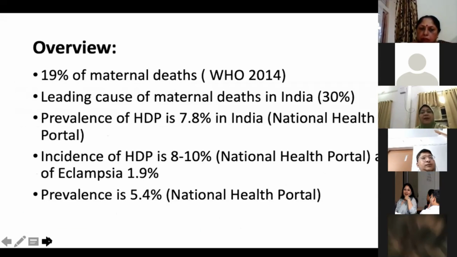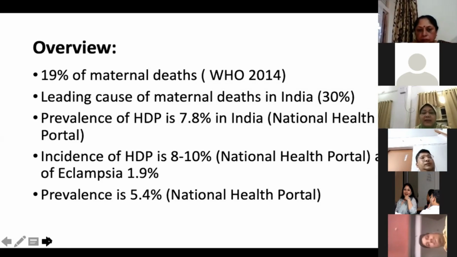19% of all maternal deaths occur because of hypertension in pregnancy. It is the leading cause of maternal deaths in India, that is, one third of all maternal deaths in our part of the world, India, are occurring because of hypertension.